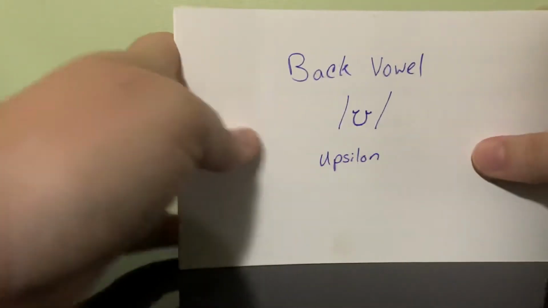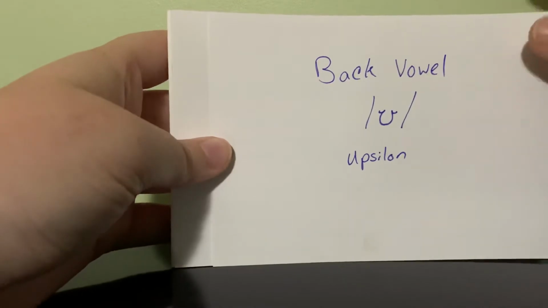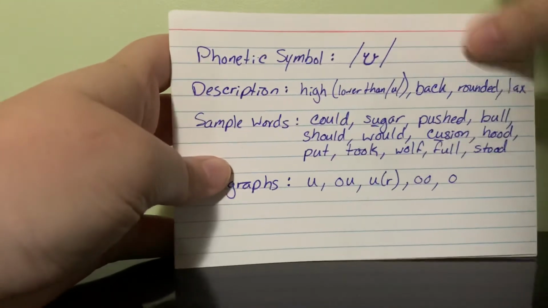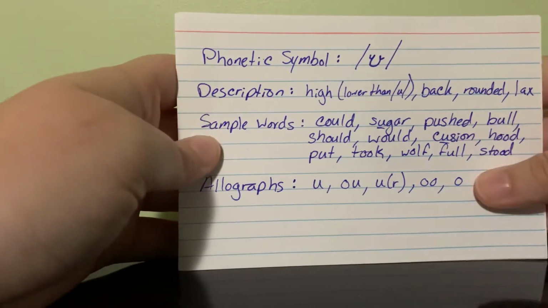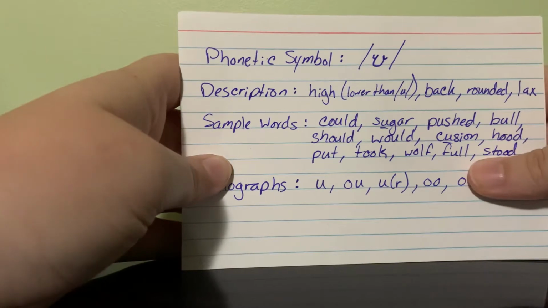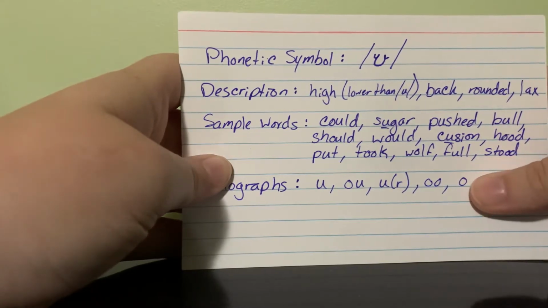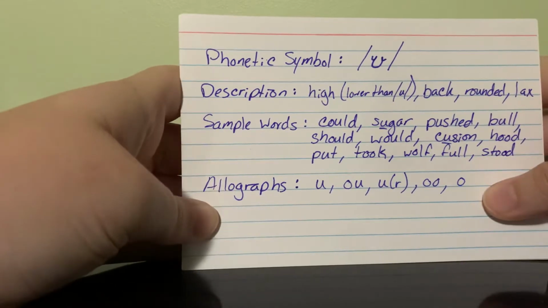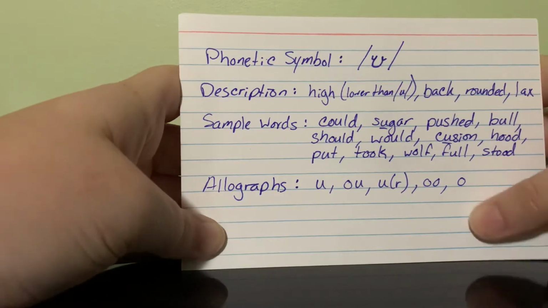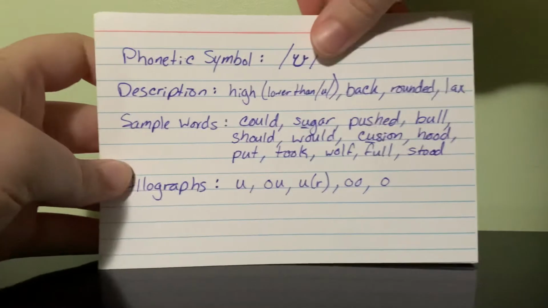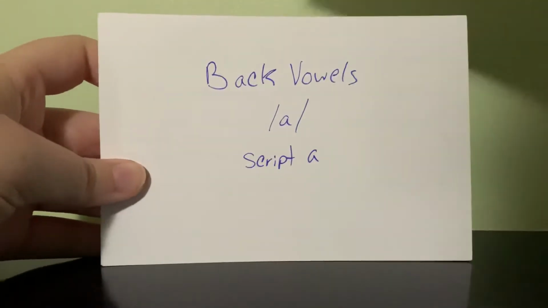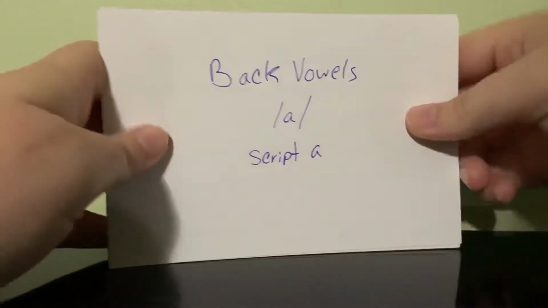And then here is the upsilon, which was in that diphthong on the last card. The upsilon is going to make the sound. It's a high, back, rounded, and lax. In words such as could, sugar, pushed, would, took. It's making that sound. And it's in the various allographs at the bottom here that could show up in the words making that sound. And that's the upsilon.